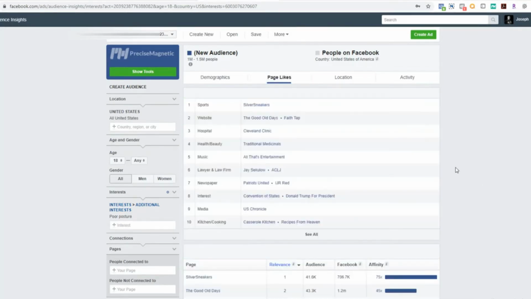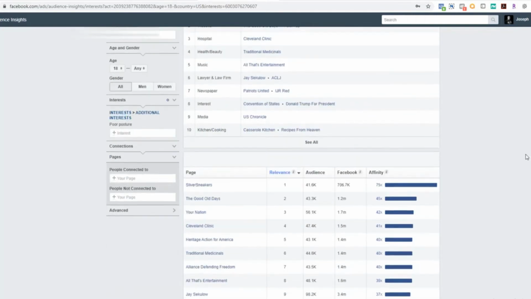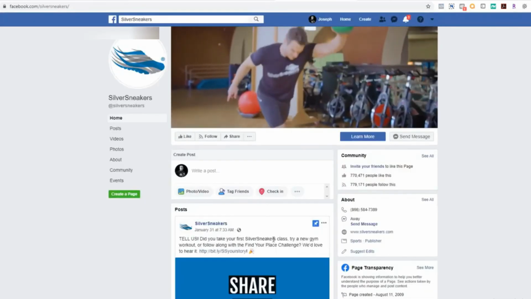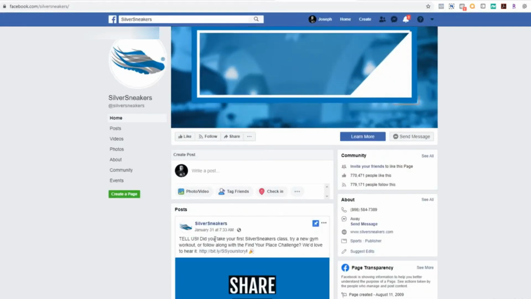Click page likes at the top. I'm going to scroll straight to the bottom and start talking about the list that we have here. This list is sorted by affinity of the people in our group to also be in another particular group in comparison to the average person. With an affinity score of 75 times, the members of our audience, poor posture, are 75 times more likely to also like silver sneakers than the average Facebook user. That's your affinity score. That's what that means.